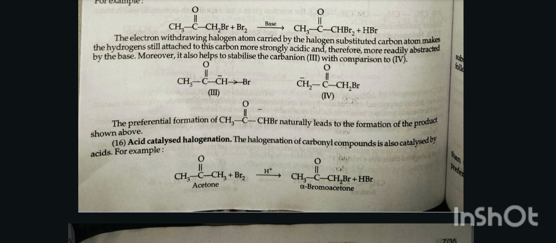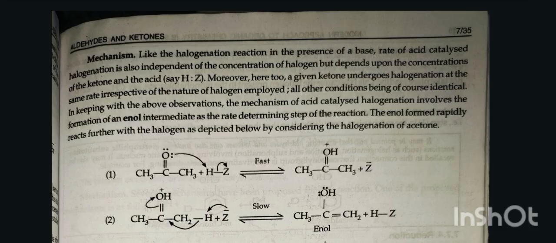Acid, 16. Acid catalyzed halogenation. The halogenation of carbonyl compounds is also catalyzed by acid. For example, like the halogenation reaction in the presence of a base, the rate of acid catalyzed halogenation is also independent of the concentration of halogen but depends upon the concentration of the ketone and the acid, say H+. Moreover, here too a given ketone undergoes halogenation at the same rate irrespective of the nature of halogen employed, all other conditions being of course identical.